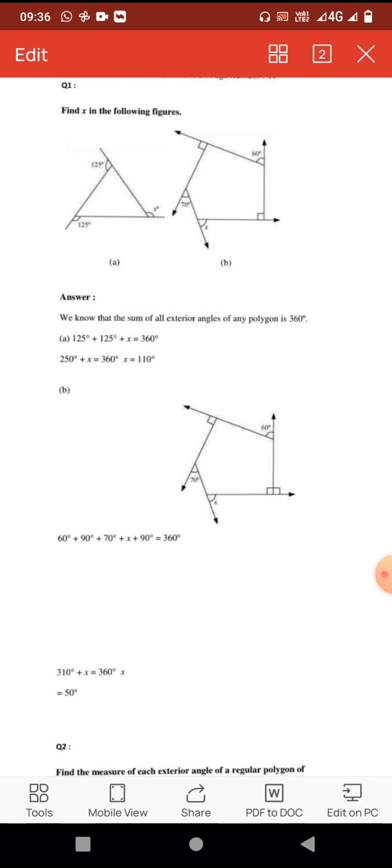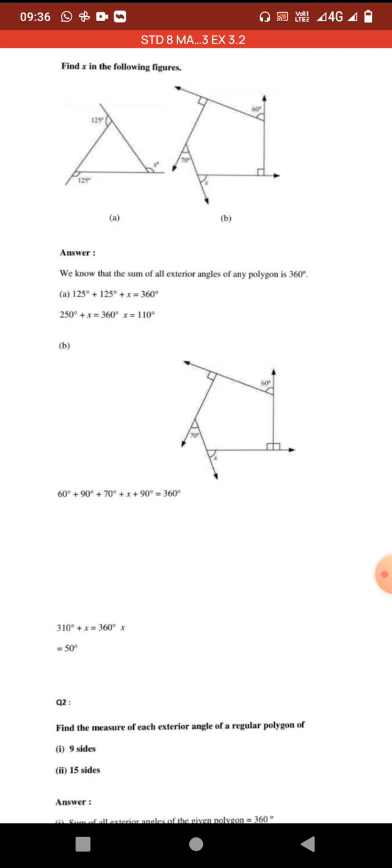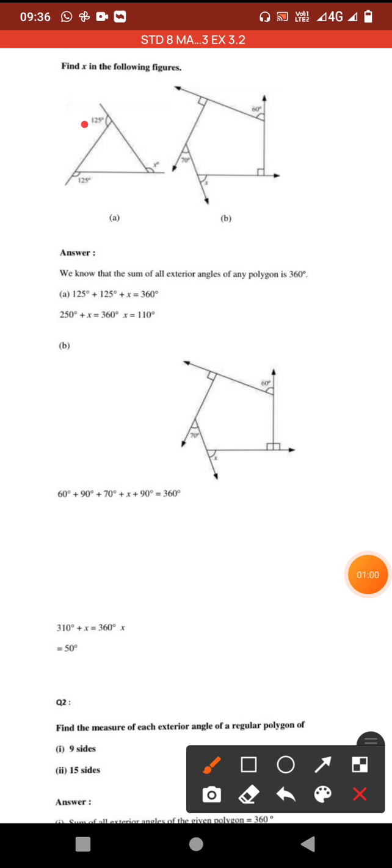A triangle is given. We know the sum of the exterior angles of a polygon is 360 degrees. I explained it to you. Now, how many sides are there? Three sides: 125 degrees, this is 125 degrees, and this one is x degrees. So you have to add all these three angles. That is 125 degrees plus 125 degrees plus x degrees equals 360 degrees.